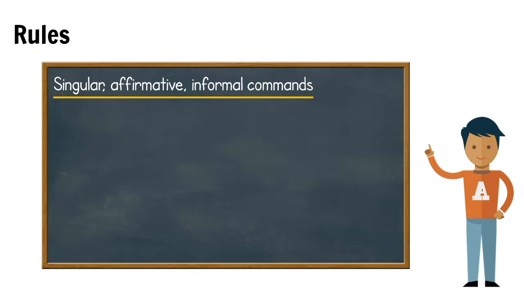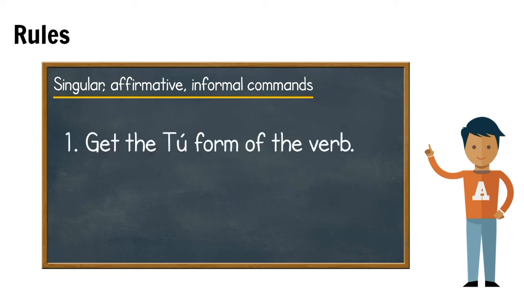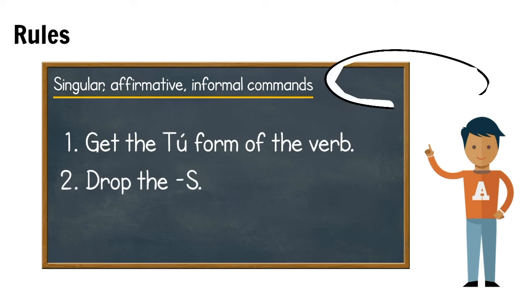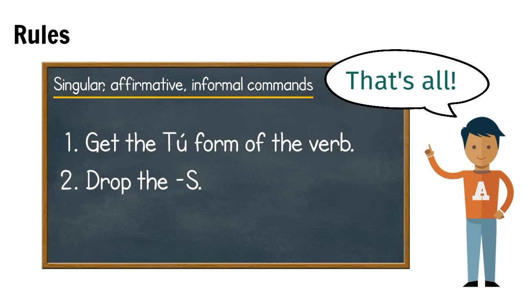As with most grammatical formations, there are the rules and then the exceptions. Let's start with the rules. To give an informal affirmative command, get the tú form of the present tense conjugation and drop the s. That's it. It's even the same for all verb endings, AR, ER, and IR. Let's see an example.